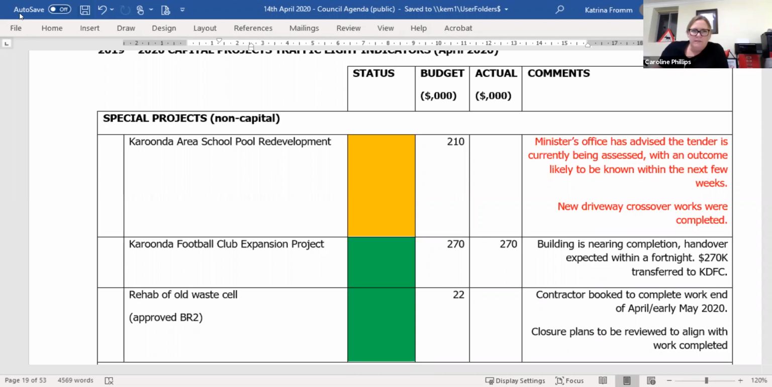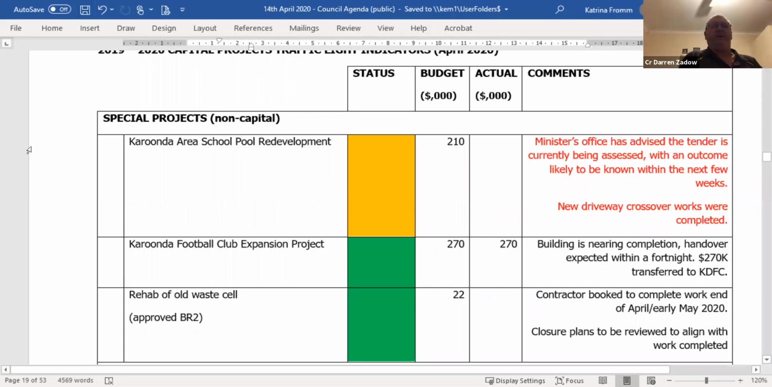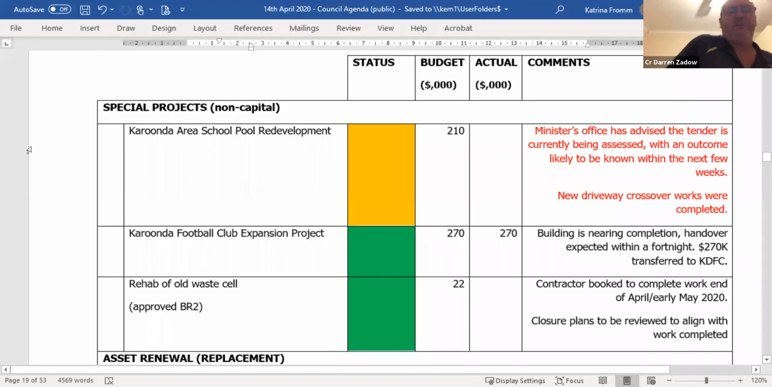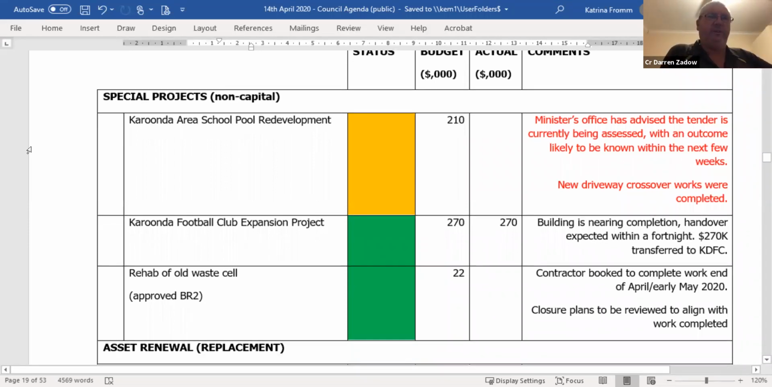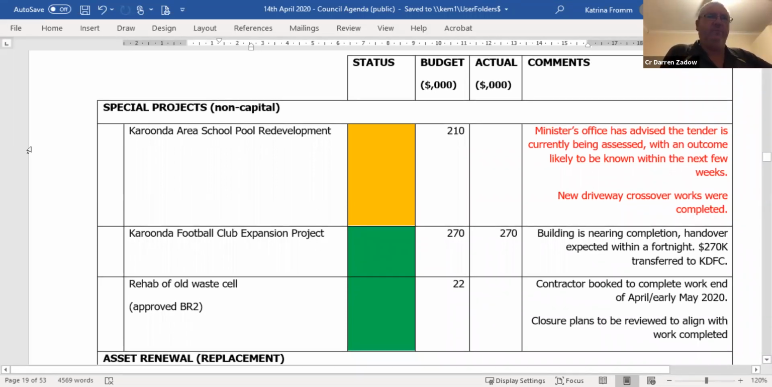Any other questions on the capital projects report? Just one from Councillor Zotto. Mayor Phillips, will we resume road construction type activities in the short term? We're not going to throw the 3 blokes out in the graders and grade the road 7 times before Christmas, are we?